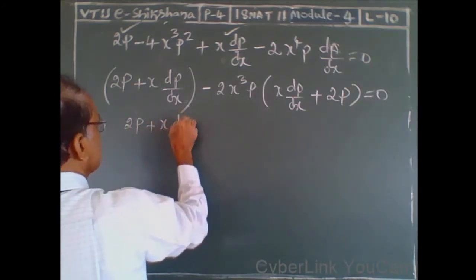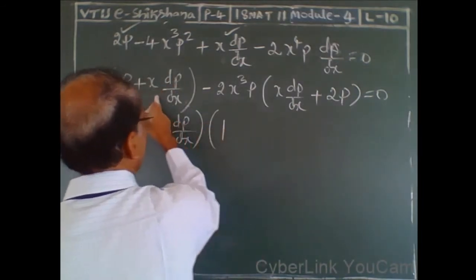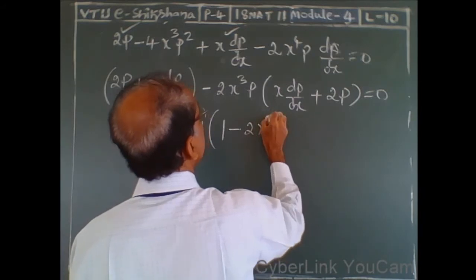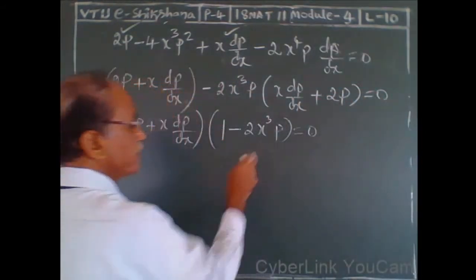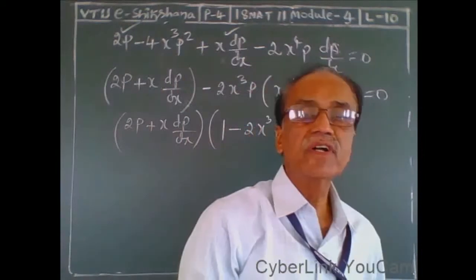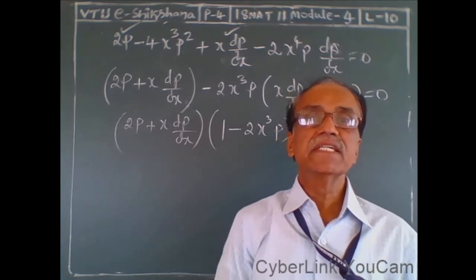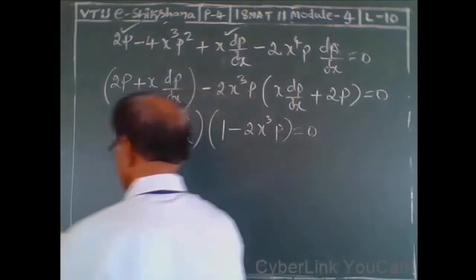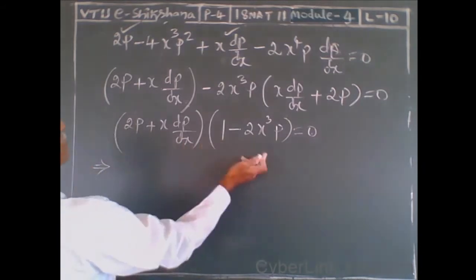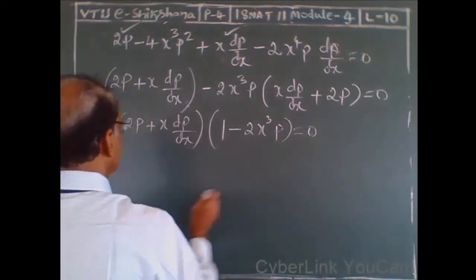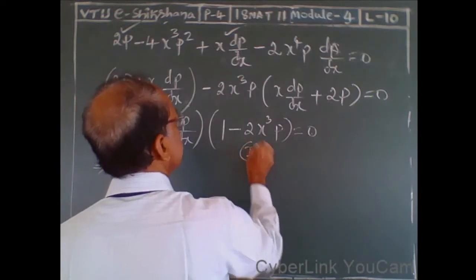2p plus x into dp by dx, and multiplied by 1 minus 2x cube into p equal to 0. These are the two factors we are getting. These two factors are to be taken for further solution. That means there will be two different solutions we are getting for the second degree equation, because it is given as a second degree equation. Then each equation we are going to solve, and this is the product of two factors like f1 and f2. Okay, then this is the first, I can say, and this is like the second factor.